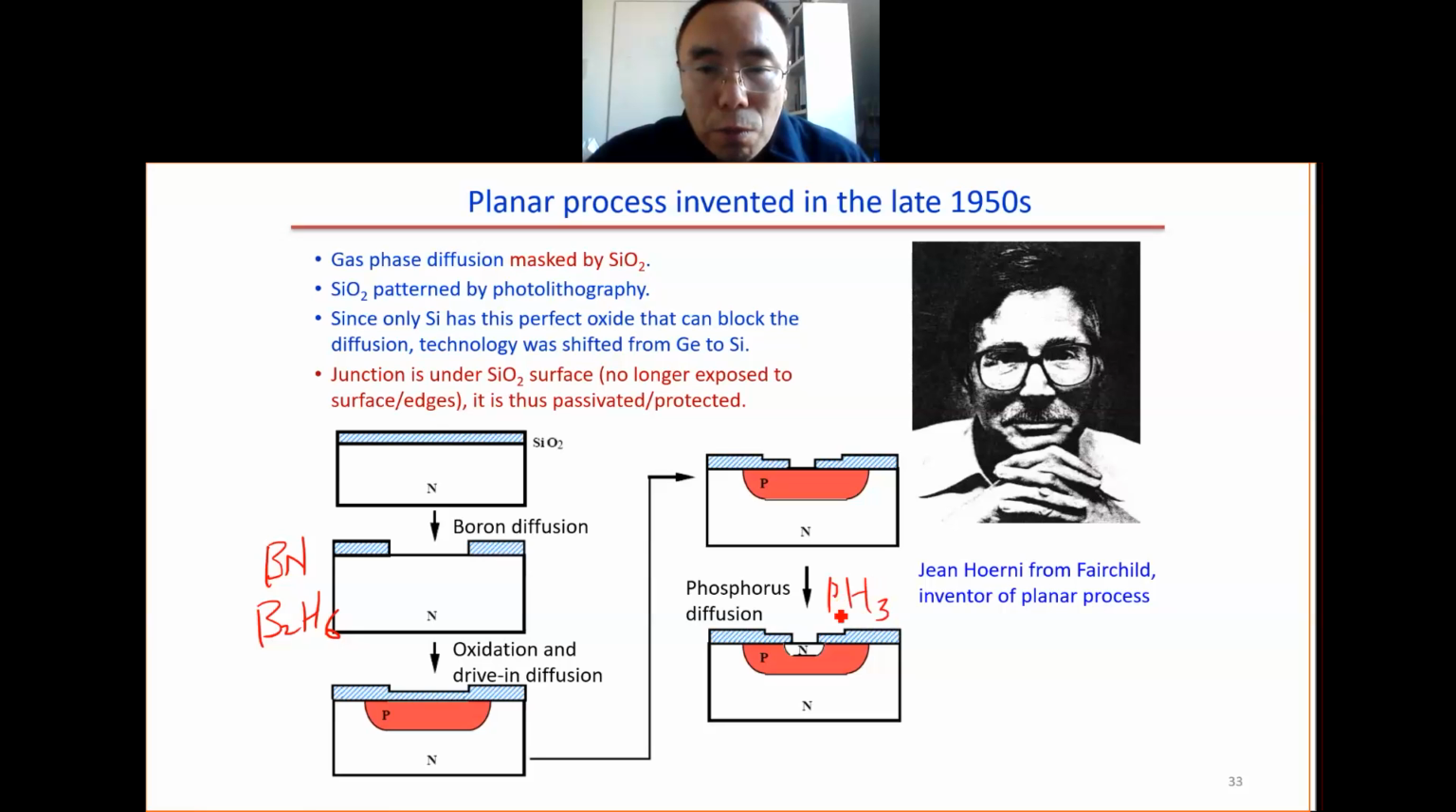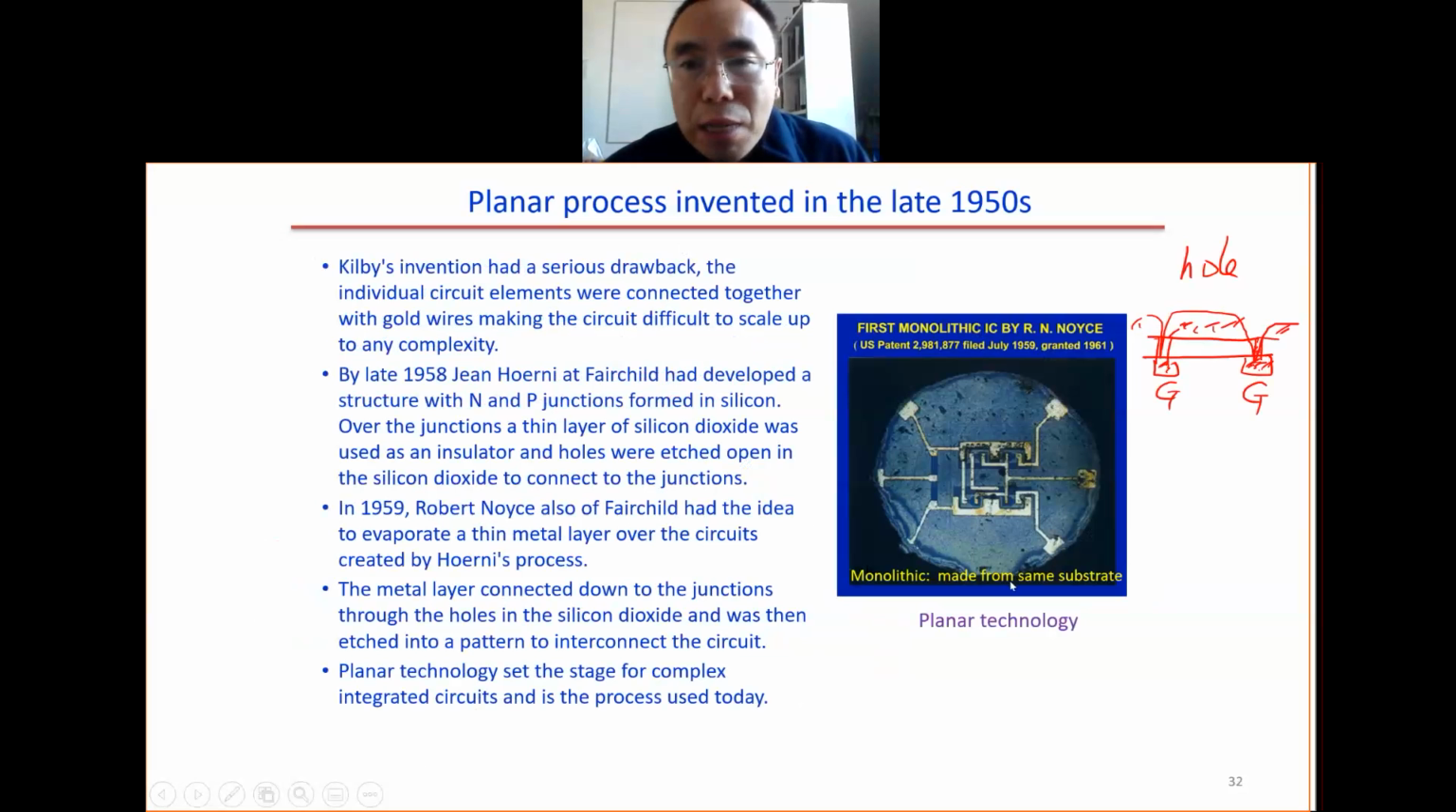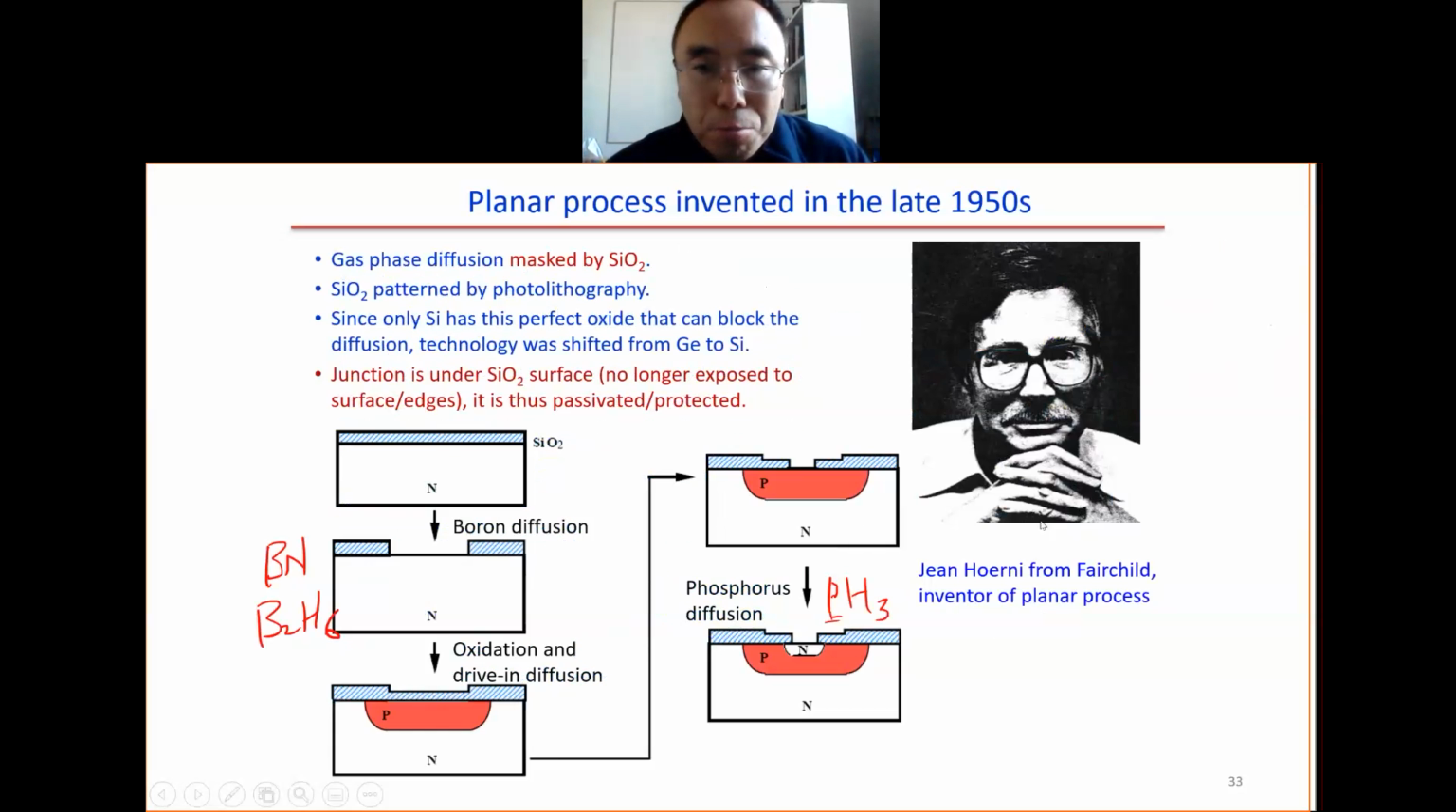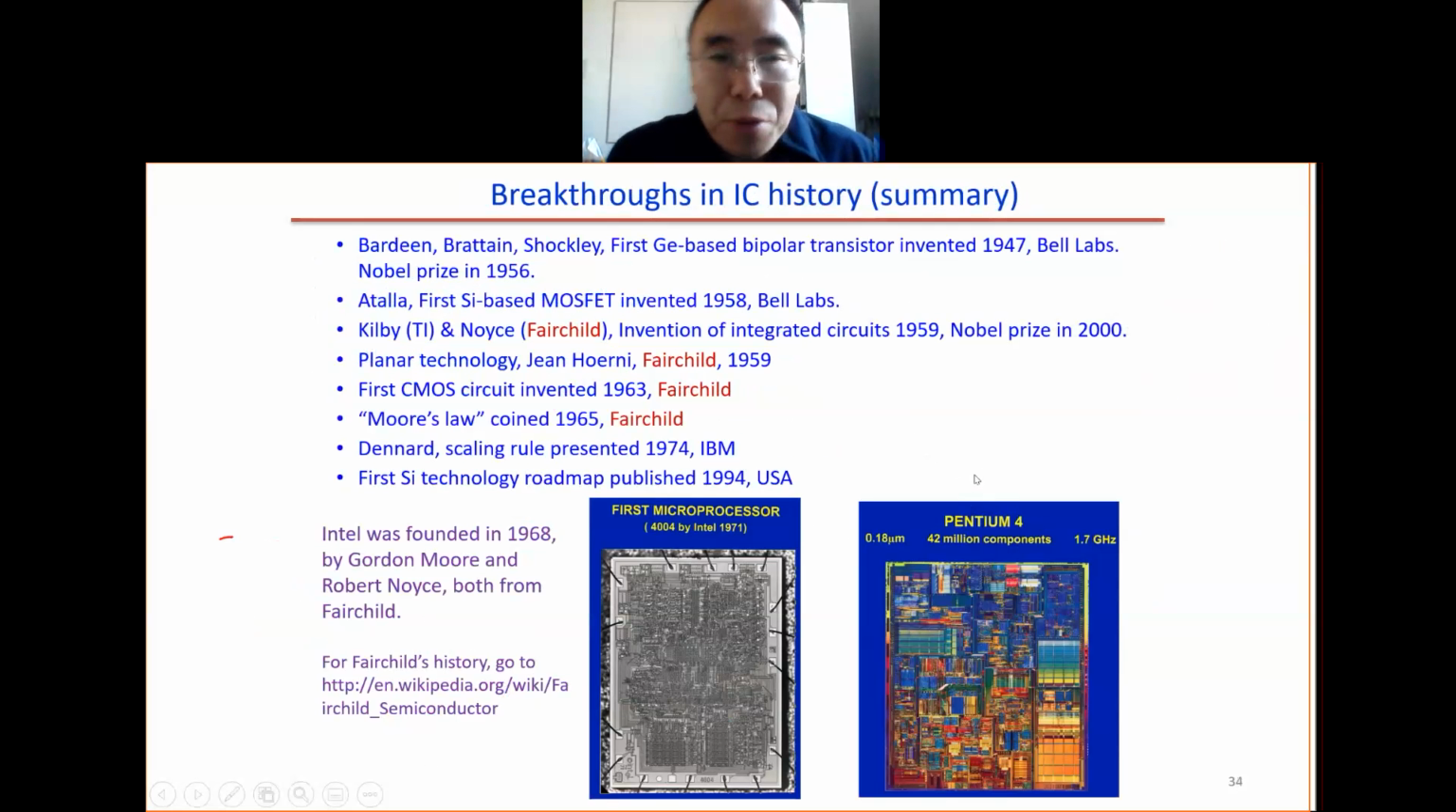So we can use the P. We can use the PH3 gas to diffuse N-type. Then we have this NPN. The main thing for this one is that you can see NPN. This junction here and this junction here, they're all below the surface. That means if there is some contamination on the surface, the devices will not be affected very much. So here is the planar process for the fabrication of the transistors and also for the fabrication of the metal connections.